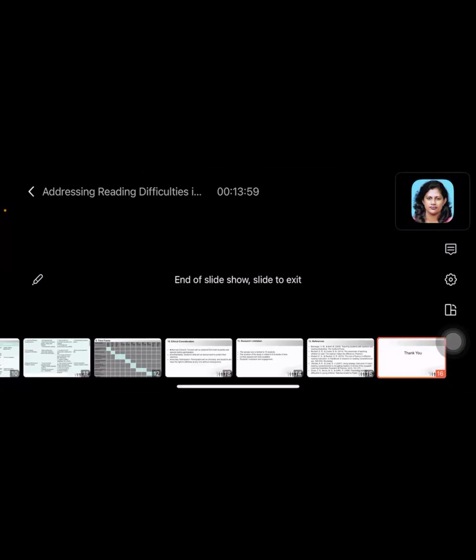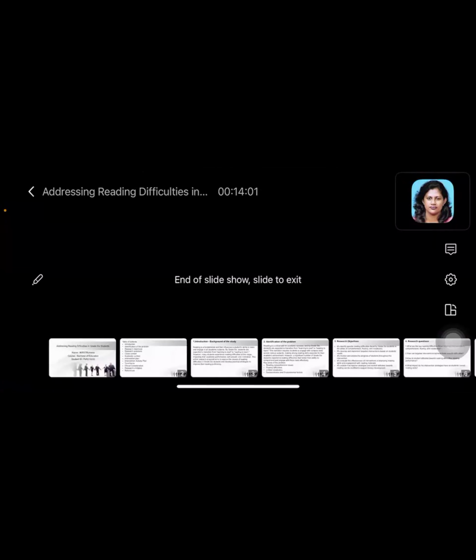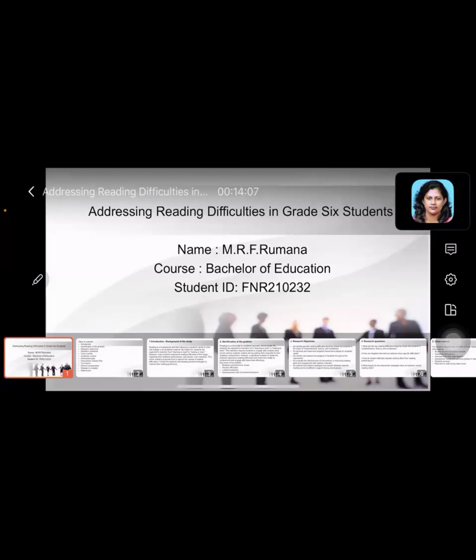Show me your title. Addressing reading difficulties in grade 6 students. Okay, addressing the reading difficulties, right? Write only Addressing starting with a capital, the others you can write simple. Okay, ma'am. Even this also doesn't matter. Okay, right.